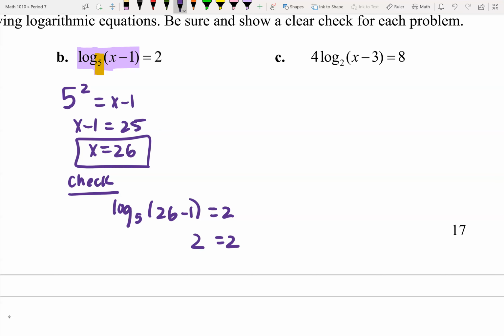X equals 26. Is there any way that my 26 is wrong? Is there any possibility? No. I put it back in and it worked. So 100% I'm right.